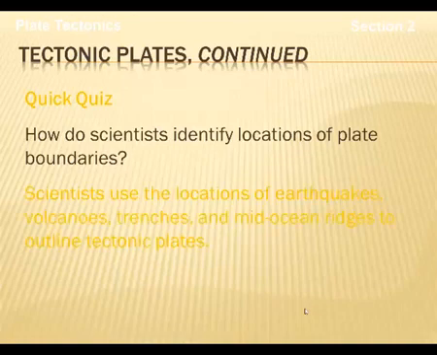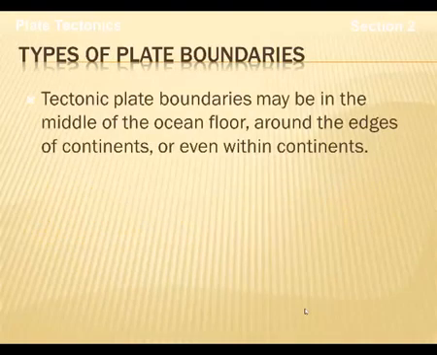Scientists use the locations of earthquakes, volcanoes, trenches, and mid-ocean ridges to outline tectonic plates. The boundaries may be in the middle of the ocean. They may also be around the edges of continents or even within the center of continents. For example, on that last picture we saw, the Indian plate is pushing into portions of Asia. As it pushes in, you'll notice that the plate boundary is actually deep within the Asian continent, and it's creating the Himalayan mountains.